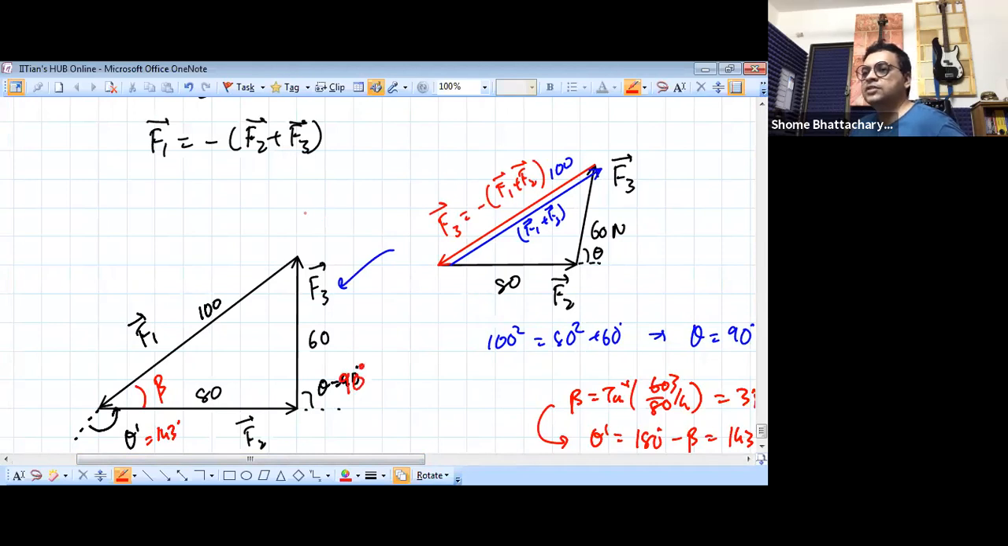Okay, and likewise you can also figure out now the angle between these two. I write it as theta double prime or something. This will become 127 degrees because this angle inside here will be 53 degrees. This angle was 37 degrees. So now you got the angles between all pairs. The angle between F1 and F2 is 143. F2 and F3 is 90.